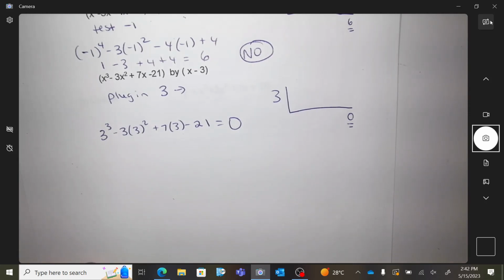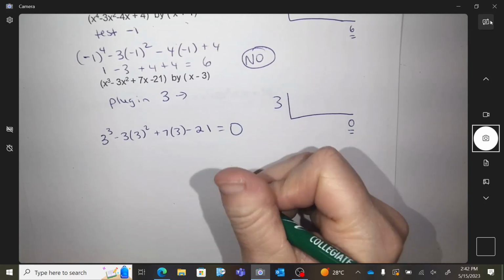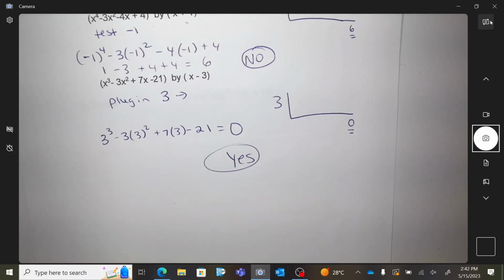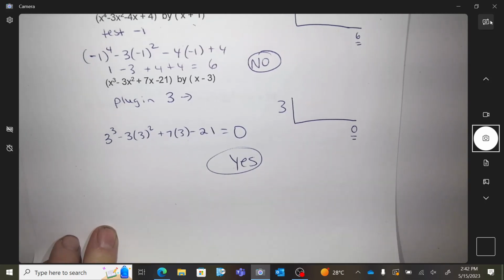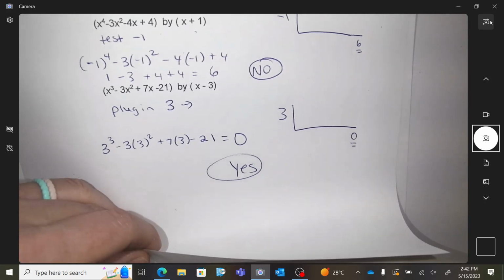That's why I'm talking fast. So the answer is yes, it is a factor because you have the remainder of 0. Okay, on your tests, I basically say verify yes or no, and I might say you have to verify it with both methods.